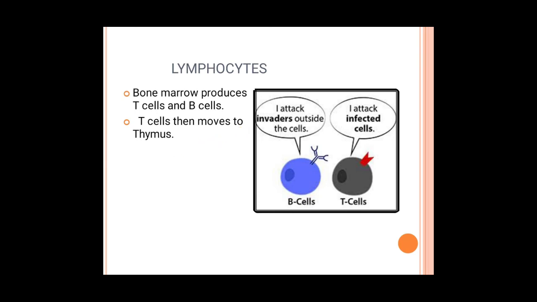Now in this diagram, the function of B cells and T cells is explained. B cells actually attack microorganisms or any other foreign particles outside the cell, while T cells help to fight against cells which are infected.